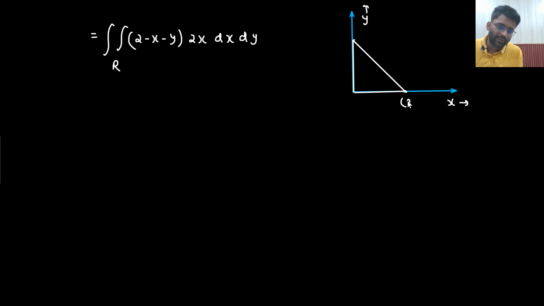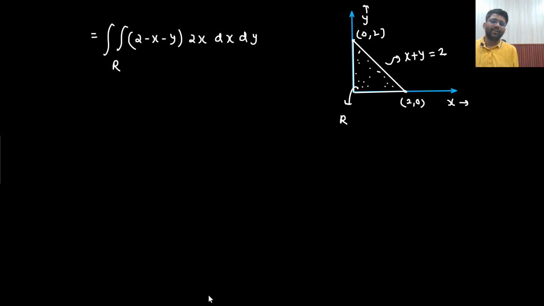What will be this point? 2, 0. What will be this point? 0, 2. What is this equation? x plus y equals 2, and this is the region R. So how would the limit go? Over this region R we need to take a strip.